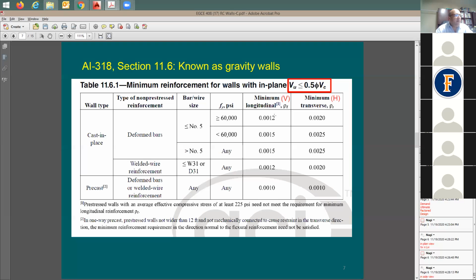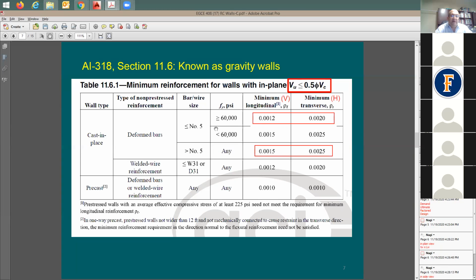So most likely we're going to be working with these two numbers. If I have a gravity wall, I'm going to say the minimum vertical shear ratio is going to be 0.0012, and minimum transverse reinforcement, which means horizontal reinforcement, is going to be 0.002. So I have here two numbers to work with. If I'm going to be going with any rebars more than number 5, I'm going to be using these two values.